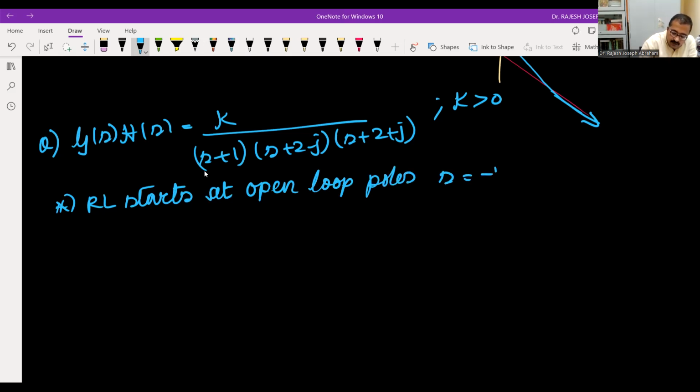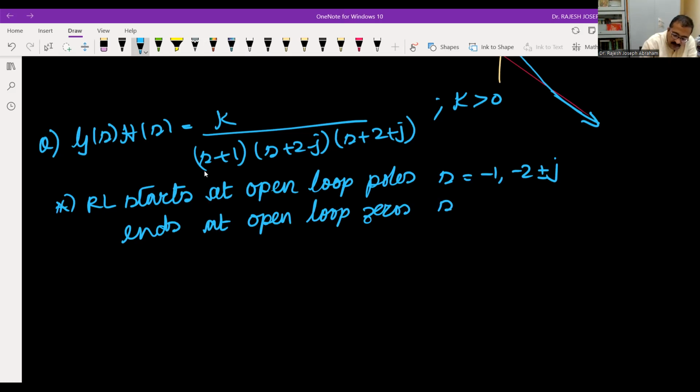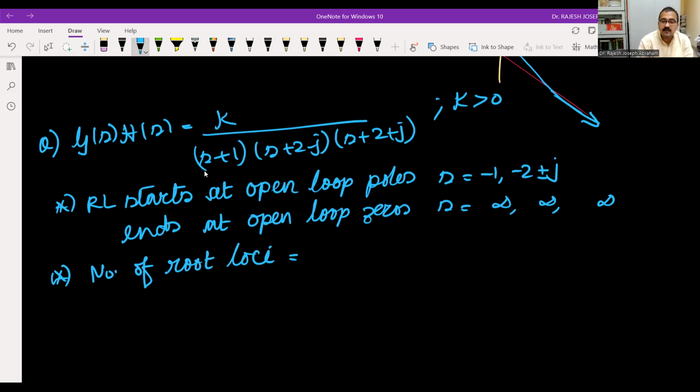Where are the poles? S is equal to -1, -2 plus minus j. Root locus ends at open loop zeros. Where are they? At infinity, infinity, infinity. Okay, what's the next point? Number of root loci. How much is that? Same as the number of open loop poles, that means 3. Then root locus is always symmetrical about the real axis.